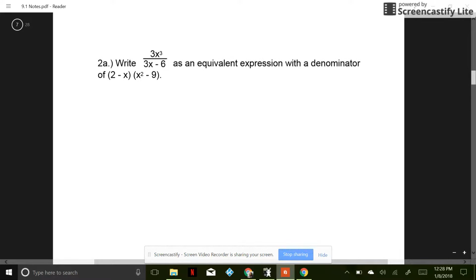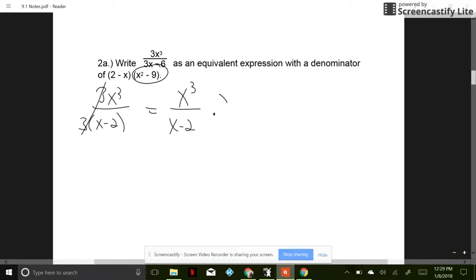We want to write 3x cubed over 3x minus 6 as an equivalent expression with a denominator of 2 minus x, x squared minus 9. So first thing we can do, again, we want to factor out what we can from the denominator. And there we can see that those 3's are going to go away. So we've got x cubed over x minus 2. So that means the only piece we're missing in our denominator is the x squared minus 9.